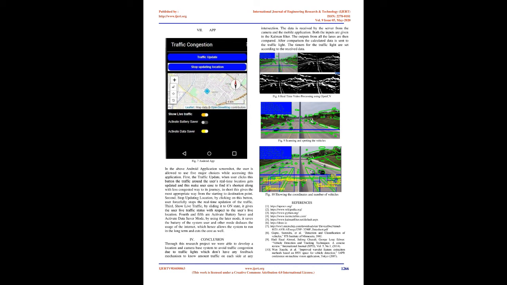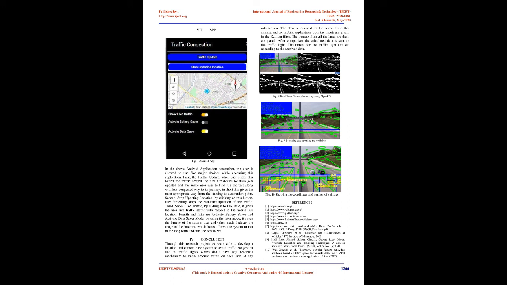7. App. Fig. 7, Android app. In the above Android application screenshot, the user is allowed to use 5 major choices while accessing this application. First, the traffic update. When the user clicks this button, the traffic around the user's real-time location gets updated, and this makes it easy for the user to find the shortest and less congested way for the journey. In short, this gives the most appropriate way from the starting point to the destination.